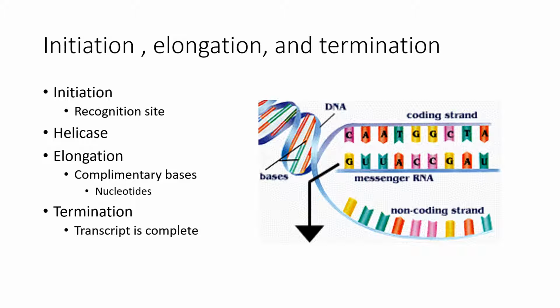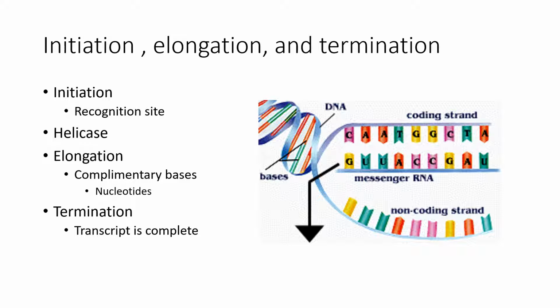This process occurs in three stages: initiation, elongation, and termination. During initiation, the promoter region of the genes functions as a recognition site for RNA polymerase to bind. When DNA replicates, its strands are separated by the enzyme helicase.